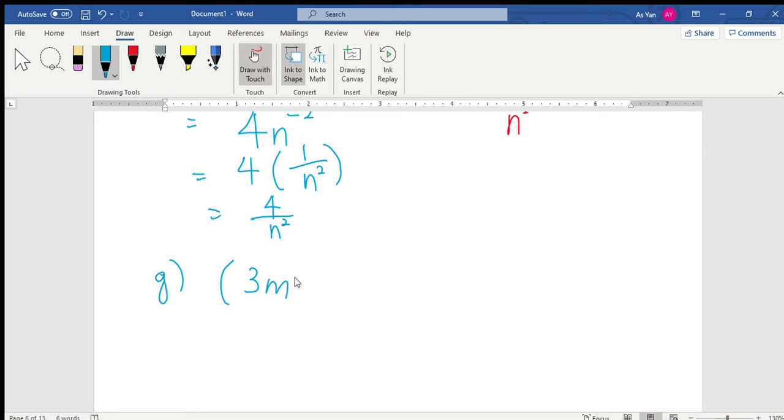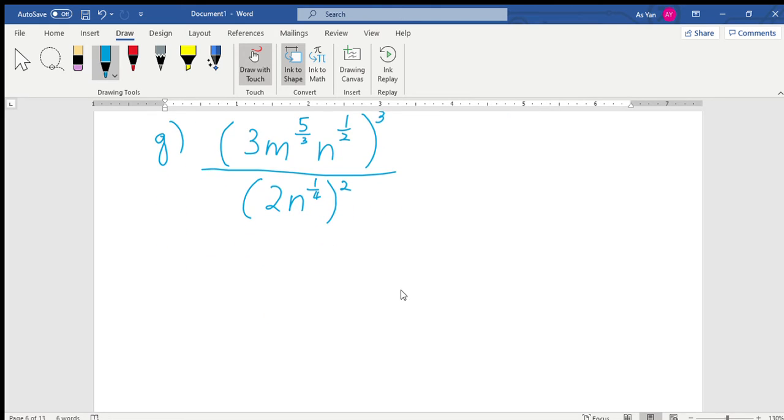3m to the power of 5 over 3, n to the power of 1 over 2, raising the power of 3 over 2, n to the power of 1 over 4, raising the power of 2. Okay, so this is a question.